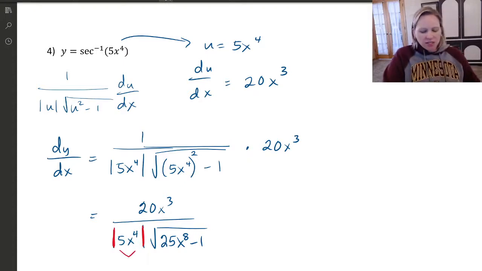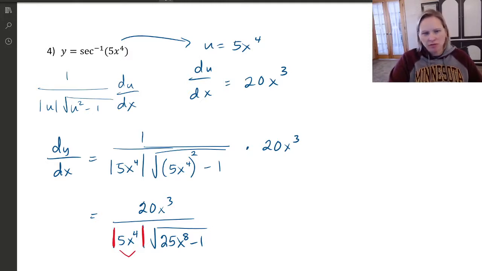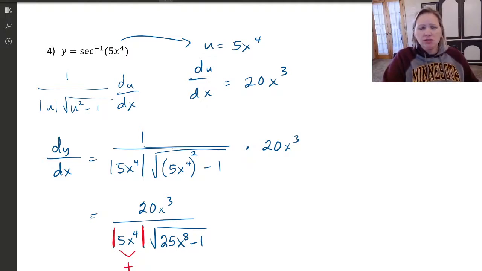If the value inside the absolute value bars is going to be positive no matter what, then we don't need the absolute value bars. If we had an odd power like an x cubed, when you cube a negative, it's negative. So you need the absolute value bars if there's an odd power or a negative value in there. But 5x to the 4th will always be positive. So I can drop the absolute value bars if I don't need them, because if it's always positive, the absolute value bars do nothing for me.